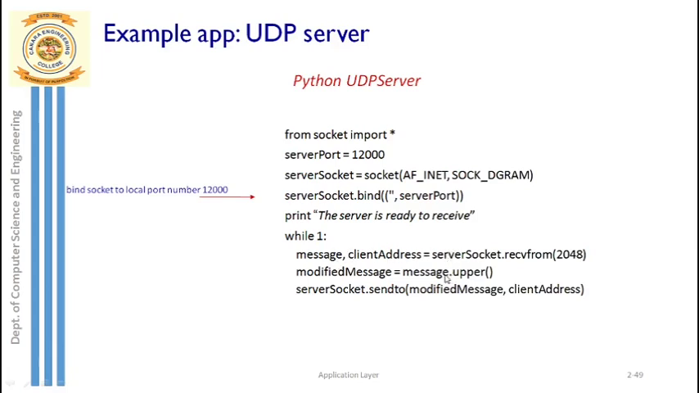What does the server have to do? Convert into uppercase. That is the function used here. The input message will be converted into uppercase using this function. So the input message is this variable message, dot upper will convert it, and that output will be stored in a variable called modified message. Now your modified message is the one which you have to send back to the client.